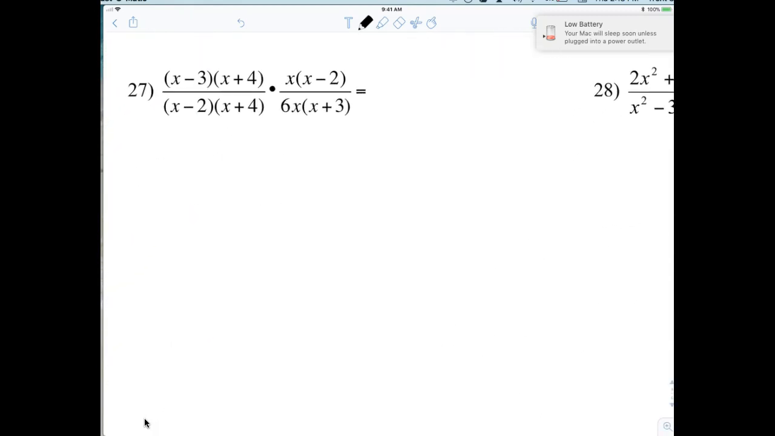Let's look at 27 now. Oh, 27 is kind of nice because it's already factored. x plus 4, x minus 2. Uh-oh. So now I'm left with, good job, kiddo. Dang it, I forgot about the x's. That's what I got. Just cancel the x's. Oh, cancel. Everybody good?